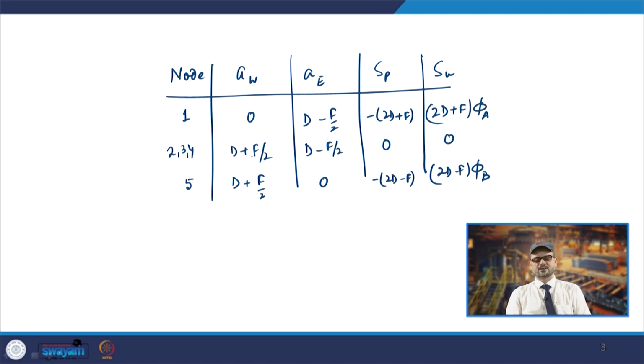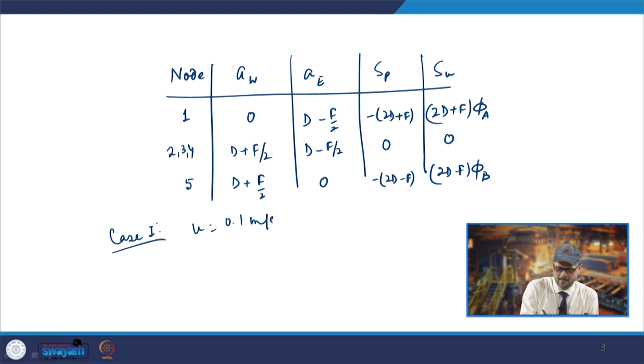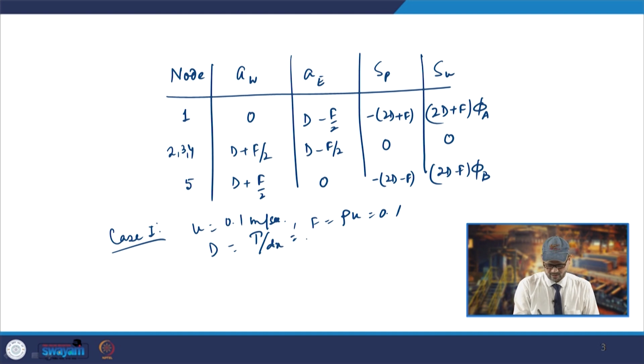Now, if you employ the boundary conditions and go for case 1, suppose u is 0.1 meter per second. As you see, F will be rho u, so it will be 0.1. Similarly, D will be gamma upon dx, so it will be 0.1 by 0.2. Here dx is 0.2, because the length is 1 and there are 5 control volumes.